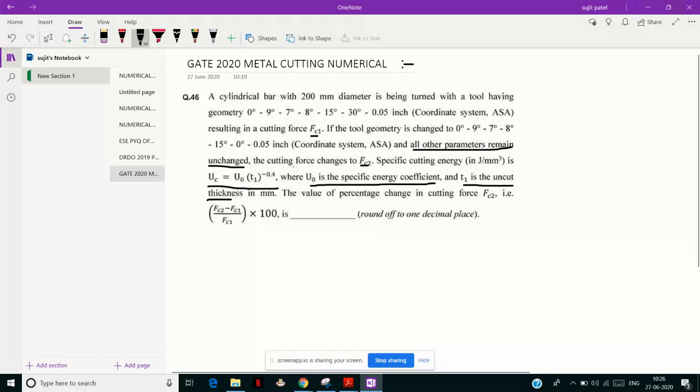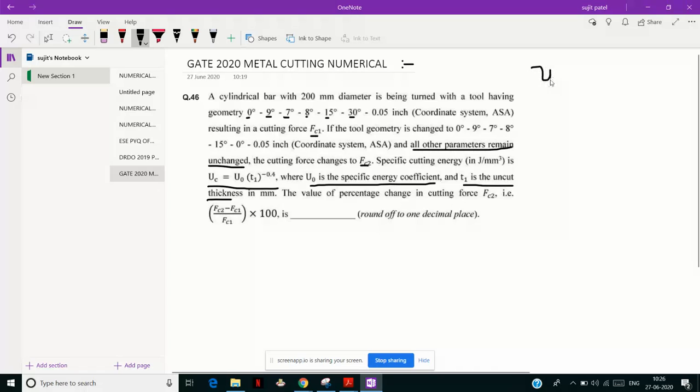So here what we have is given in the ASA system. I hope you know the ASA system, the tool signature. The first one is the back rake angle, side rake angle, end relief angle, side relief angle, end cutting edge angle, and side cutting edge angle.